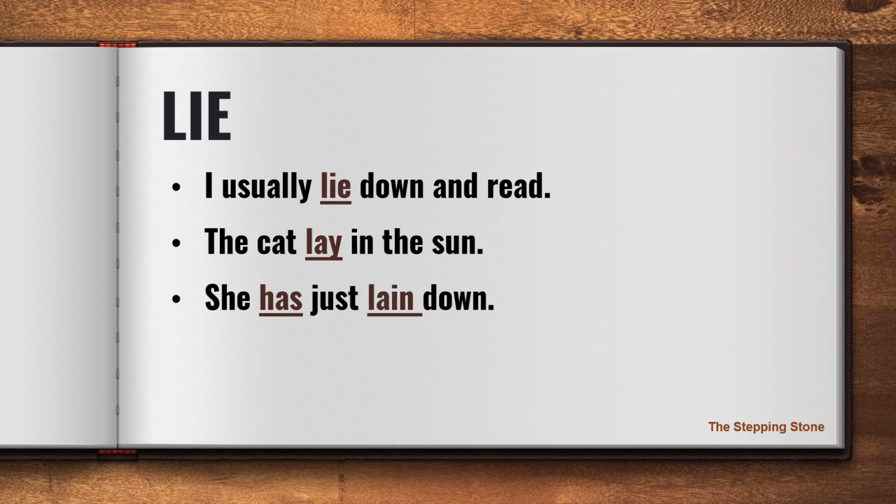In all these examples, the subjects are not laying someone or something else. So the verb lie does not need an object. It's an intransitive verb.